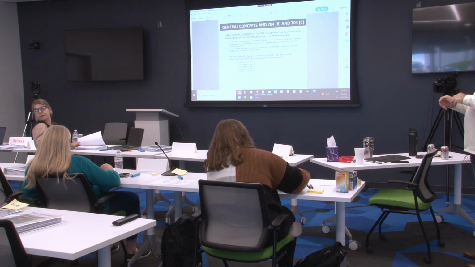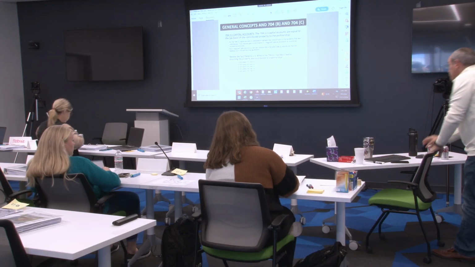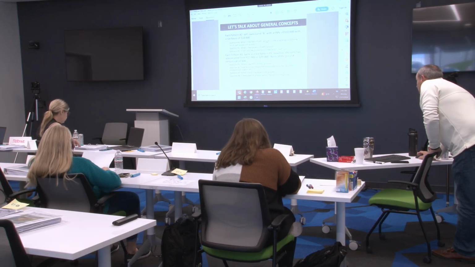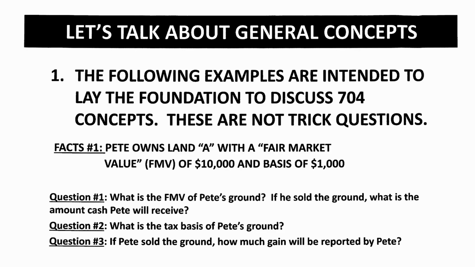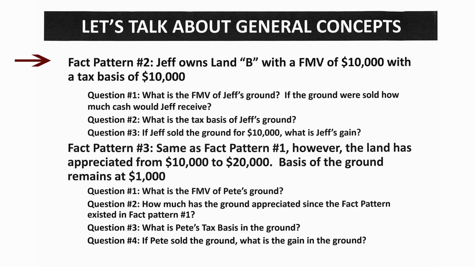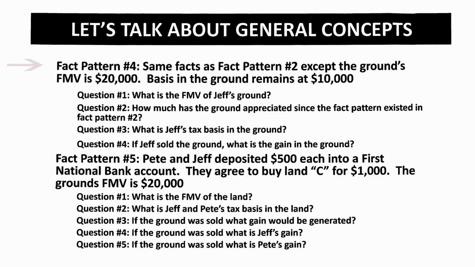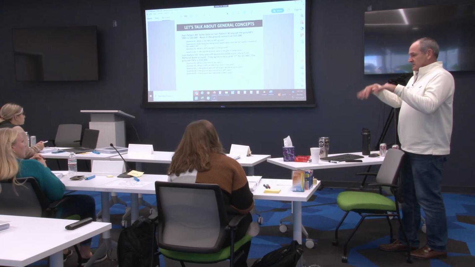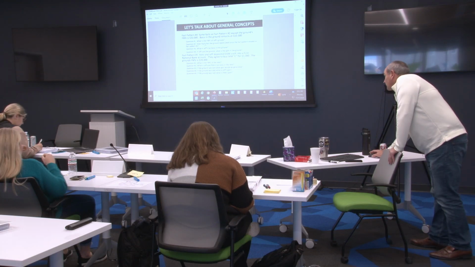Let's do Austin. All right, so what's the 704C account? 1. 1,000? 2? 10,000. 3? 1,000. 4? 10,000. 5? 1,000. Yeah, and 5's confusing because it looks like there's a partnership there on top of it.